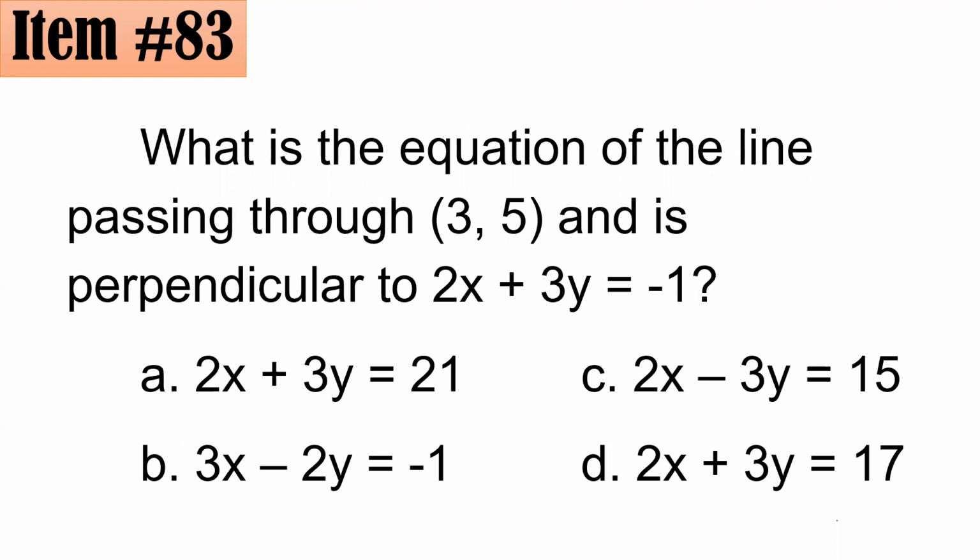83. Sige po. Try natin to. What is the equation of the line passing through 3, 5 and is perpendicular to 2x plus 3y equals negative 1? Sige po, comment. Is it B or 83?